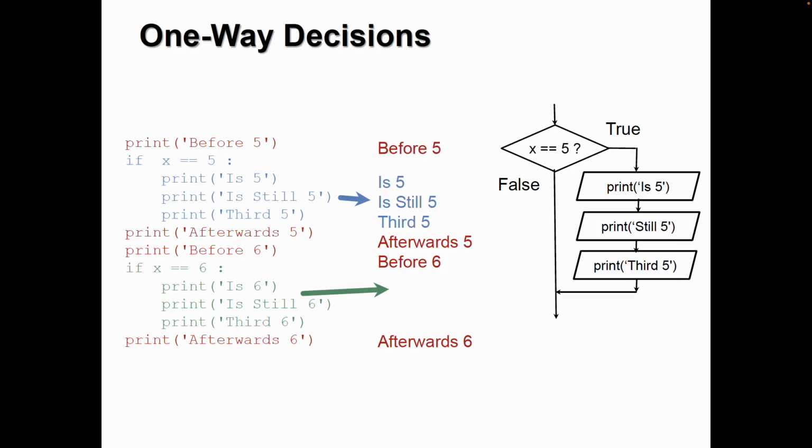Like if the engine is not working, then turn the key and run it. If it is already running, then you can just move to the next step also. But I have only one condition. If the engine is not running, run it. If the computer is turned off, turn it on. I don't have the other condition. I have only a one-way decision here.